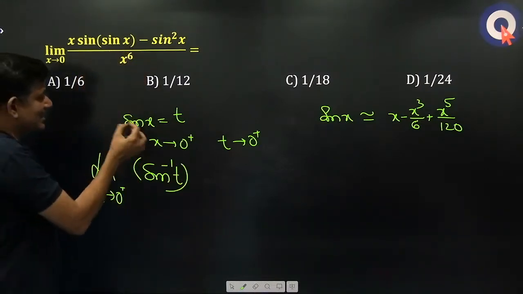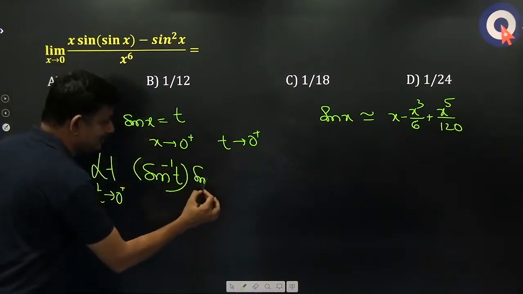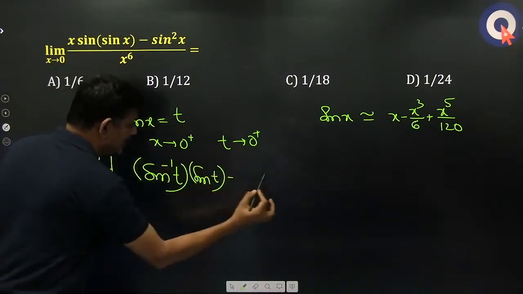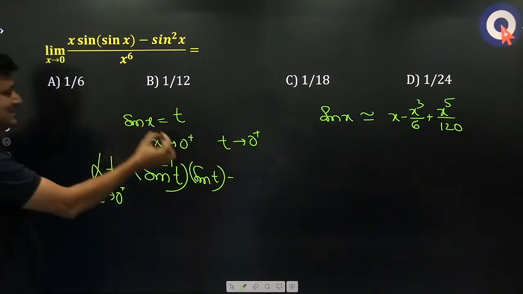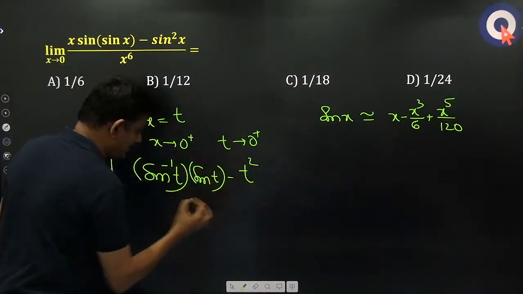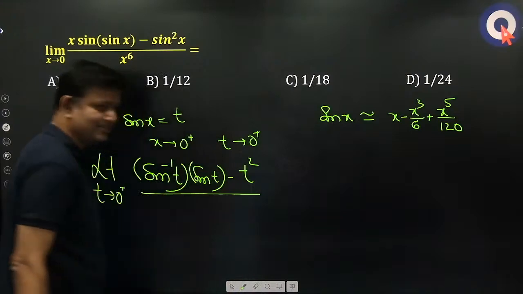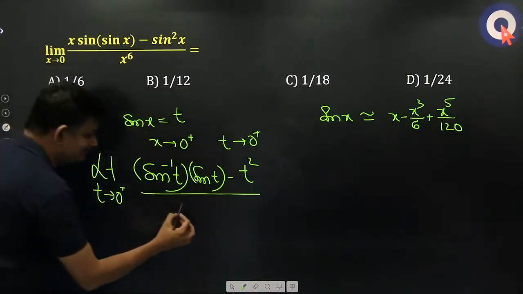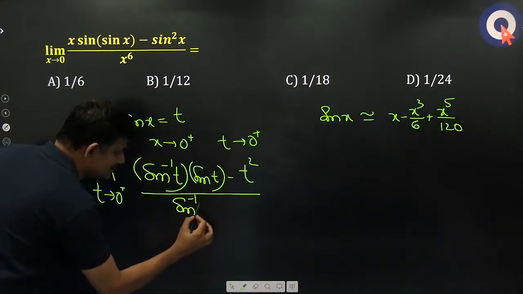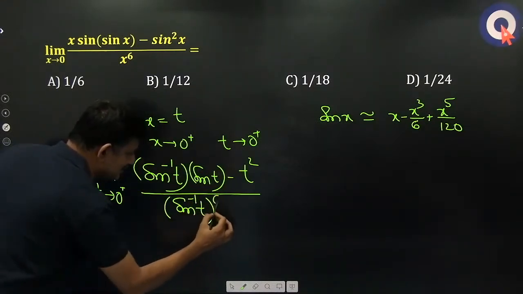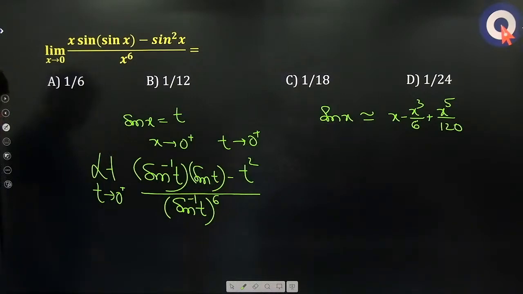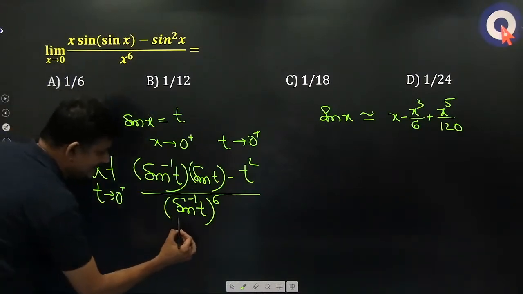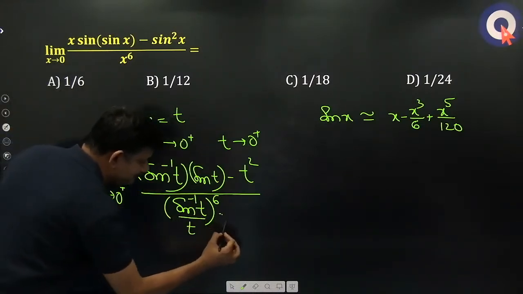Sin of sin x, what is it? t. So sin of t minus sin square x is what? t square, divided by x is what? Sin inverse t. So sin inverse t whole power 6. Is this looking comfortable? Mostly yes, because the difficult part is here.